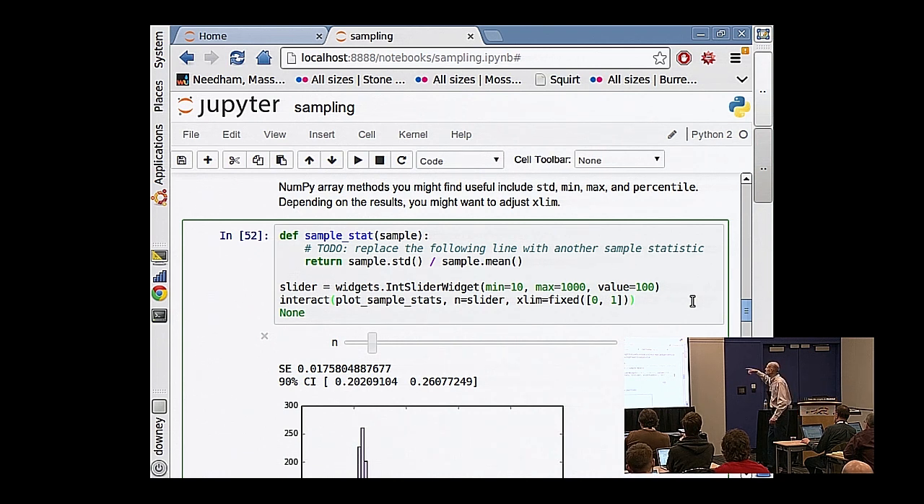So in this case, I took the sample standard deviation divided by the sample mean. This is actually backwards from what I accidentally put in the notes. It's the other way around, but this is the correct definition of coefficient of variation. And then I fiddled with this a little bit in order to set the range of the x-axis in this graph. So if you did a couple of iterations, if you tried out a statistic, you might want to fiddle with xlim a little bit. And what I ended up with is this.